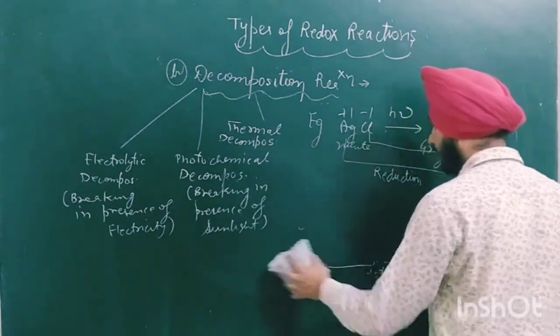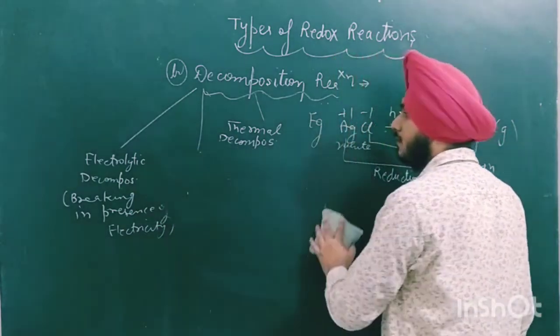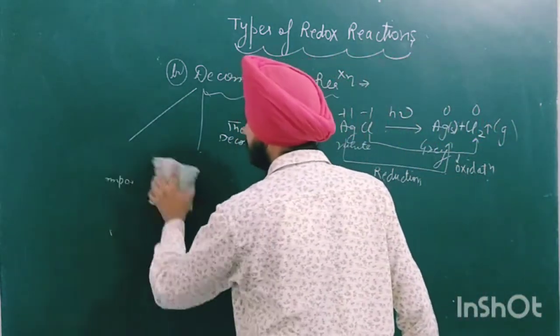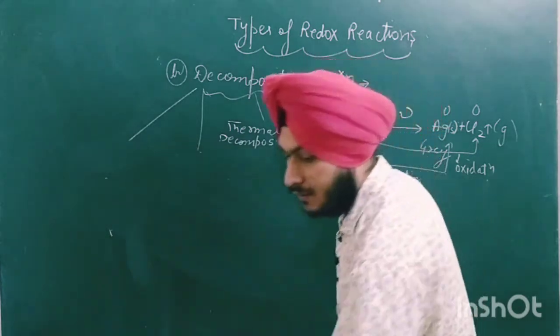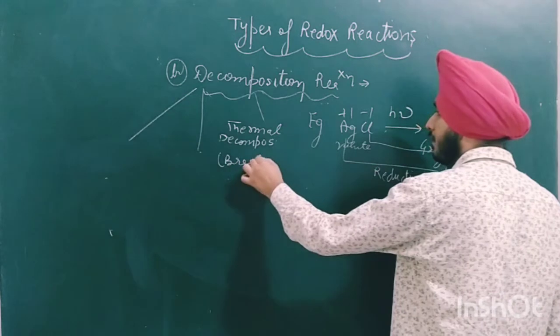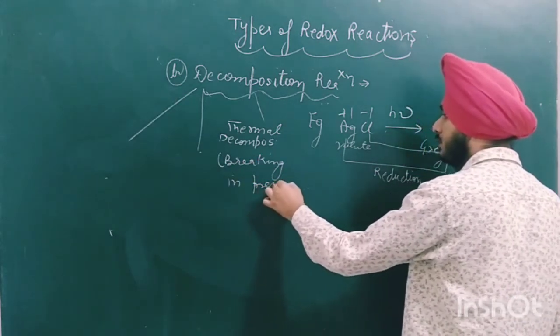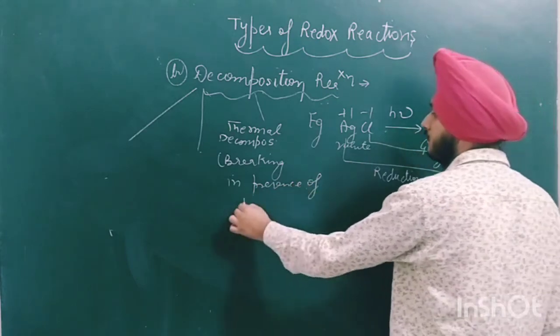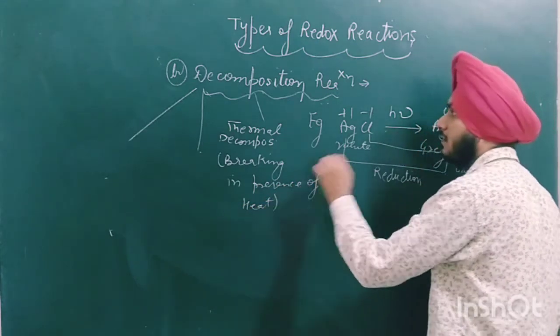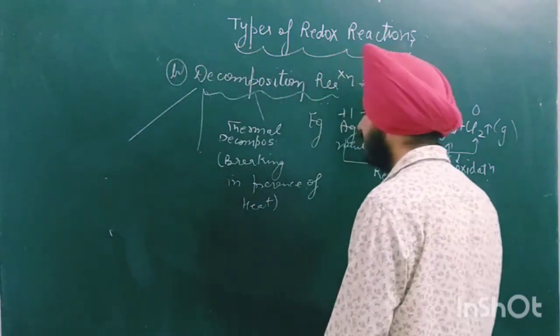Now the third part is thermal decomposition. Thermal decomposition means breaking in presence of heat. So this is breaking in presence of heat. How is it a redox reaction?